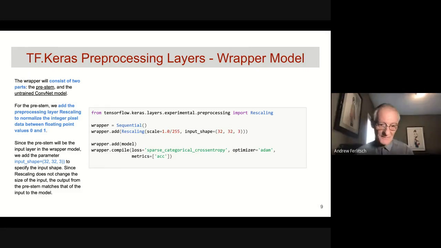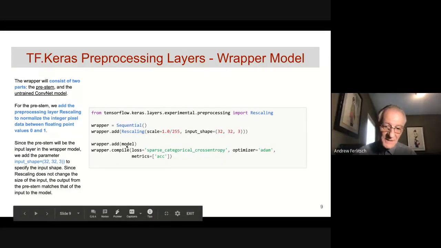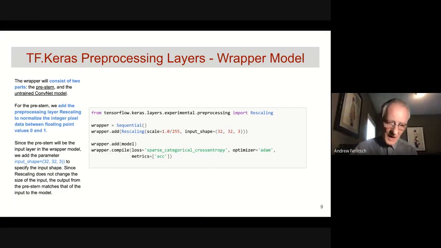The output shape from this rescaling layer is going to be the same as the input, so its output is going to be 32, 32, 3. And then to the wrapper, I just add the entire other model as a single operation, as if it was just one layer. But because the output of this matches the input of this, they snap together. And now I just compile it. And just to show you here where to find these layers, they're not under TensorFlow Keras layers. They're currently under experimental.preprocessing.